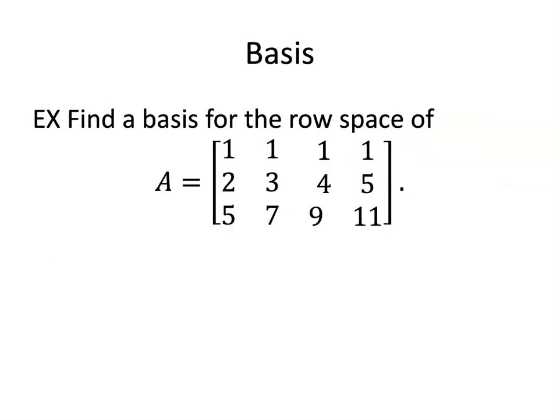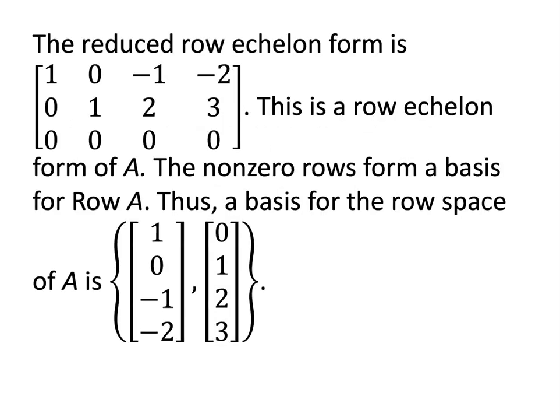So let's deal with our favorite matrix here. Find a basis for the row space of this matrix A. This is what the reduced row echelon form looks like. This is a row echelon form of A. It's not unique. It's the only reduced row echelon form of A, but there are other row echelon forms. So the non-zero rows are going to form a basis for the row space of A.